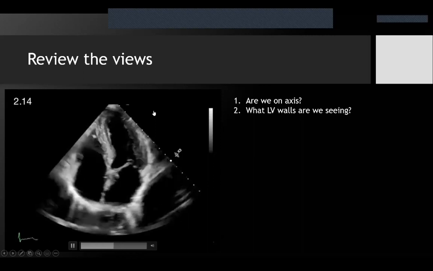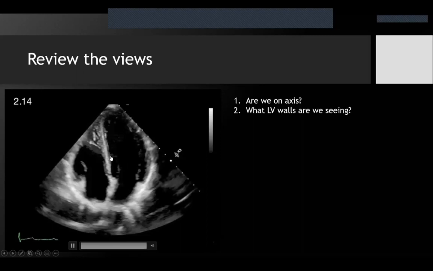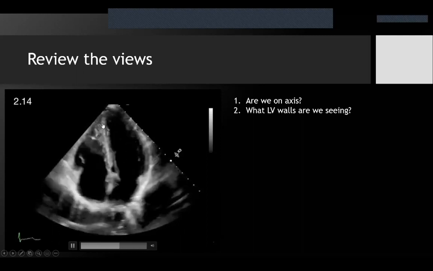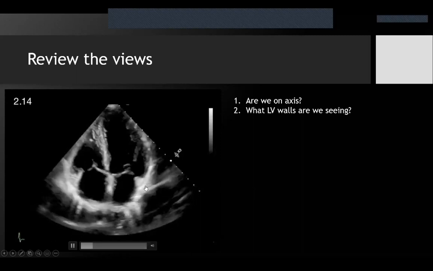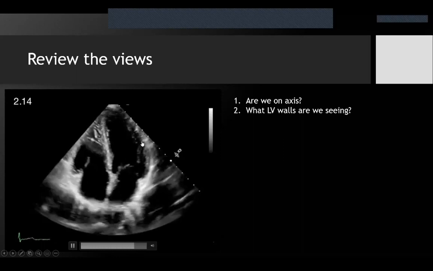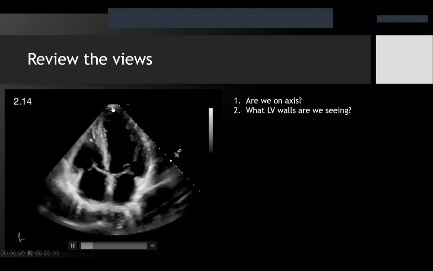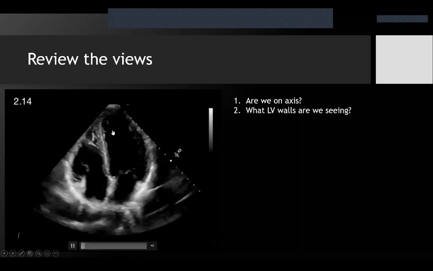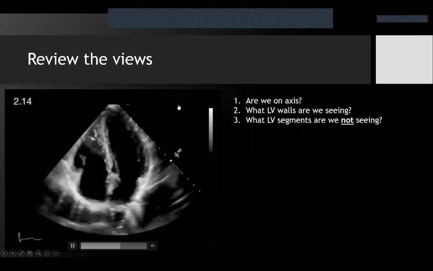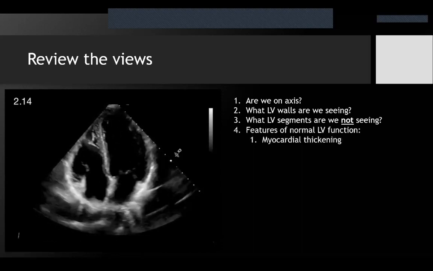And what LV walls are we seeing? This time you're seeing inferoseptal at the basal level, the mid level, the septal wall, the apex, and here you're seeing the anterolateral at the base, anterolateral at the mid-level, lateral, and again, septum, apex. So just recognizing that you're seeing a different view of different segments of the heart in the apical four chamber view. And again, you're looking for the same things with one added caveat here.